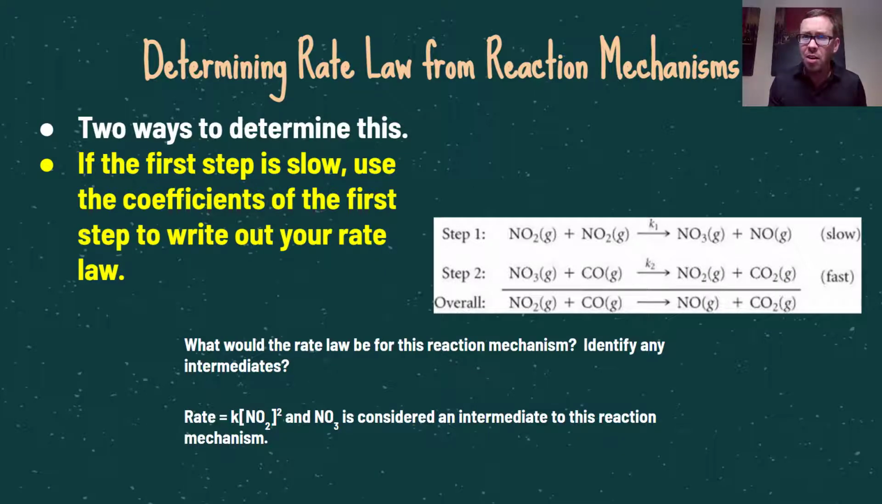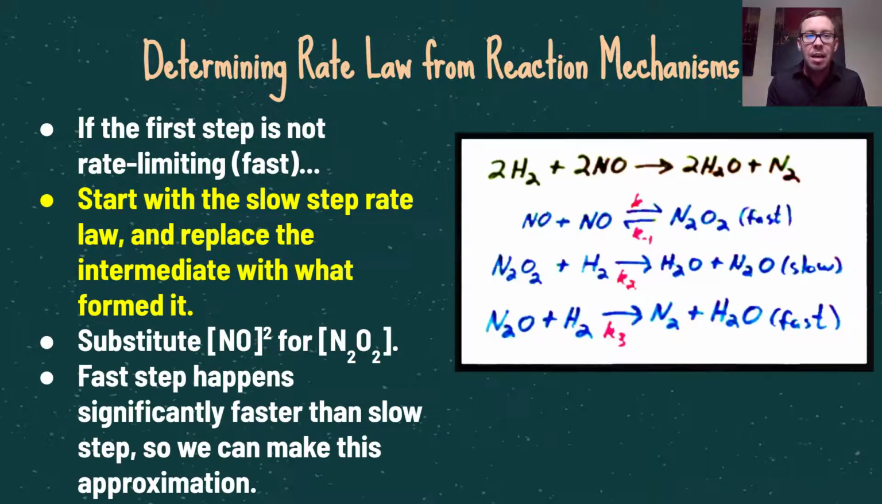Figure out what your reactants are, and write your rate law based upon those reactants. It's very important that we know how to go through and complete this. If our first step is not rate limiting, thus it says that it's fast, we're going to start with the slow step rate law. So we would write out our slow step rate law. In this example, we'll write it out here in just a minute.